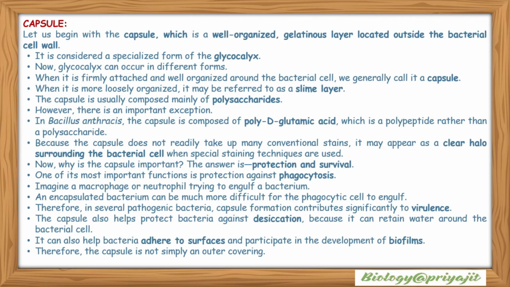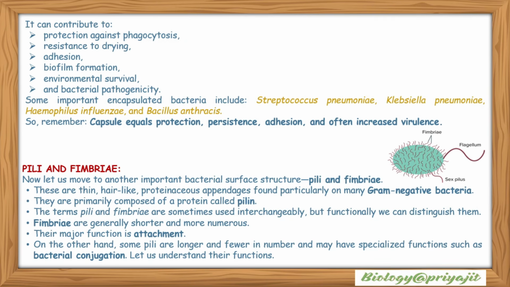The capsule also helps protect bacteria against desiccation because it can retain water around the bacterial cell. It can also help bacteria adhere to surfaces and participate in the development of biofilms. Therefore, the capsule is not simply an outer covering. It can contribute to protection against phagocytosis, resistance to drying, adhesion, biofilm formation, environmental survival, and bacterial pathogenicity. Some important encapsulated bacteria include Streptococcus pneumoniae, Klebsiella pneumoniae, Haemophilus influenzae, and Bacillus anthracis. So remember, capsule equals protection, persistence, adhesion, and often increased virulence.